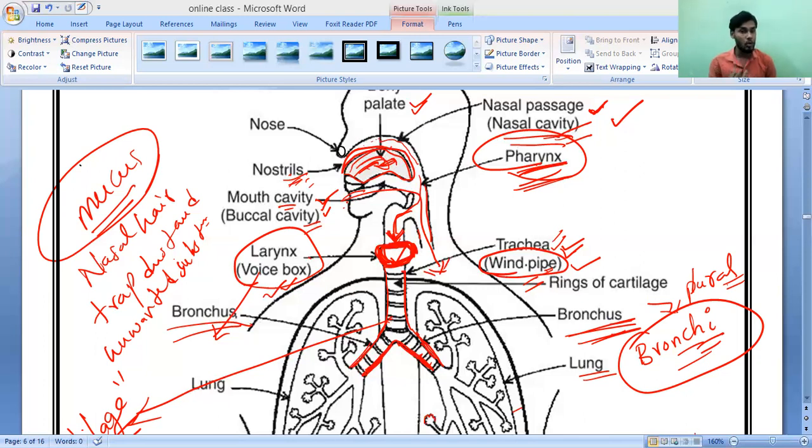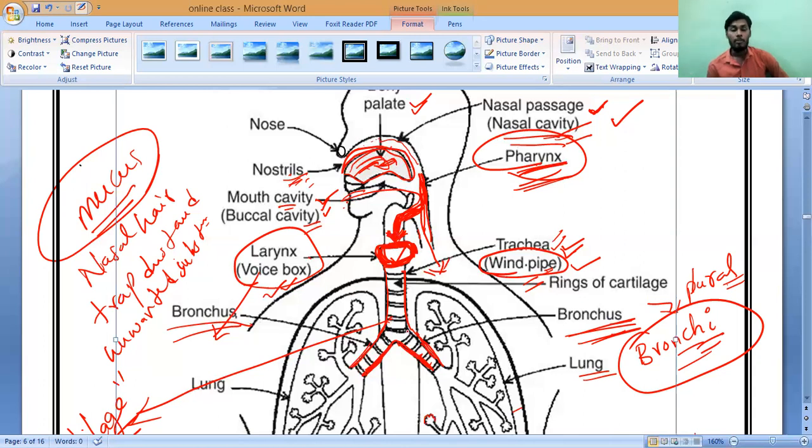And then where will it go? It will go into the windpipe. Is it yes or no? So from the nasal passage, air enters the pharynx, and from the pharynx where does it enter? It enters the voice box. Voice box, not windpipe. The voice box is present just above the windpipe. Just remember it. So now it is entering into the windpipe, which we can also call by what name?